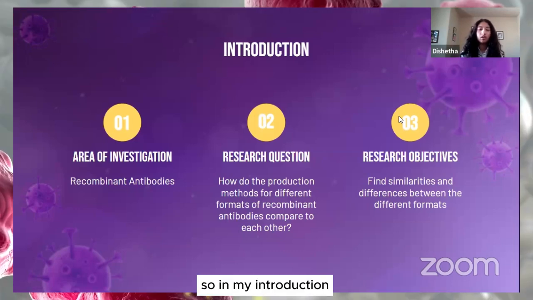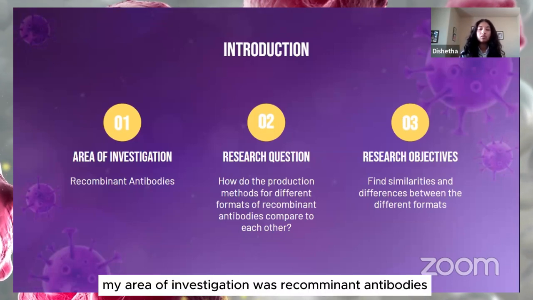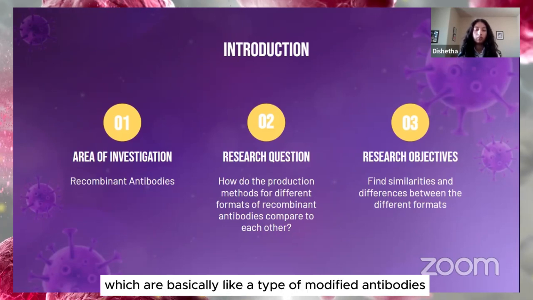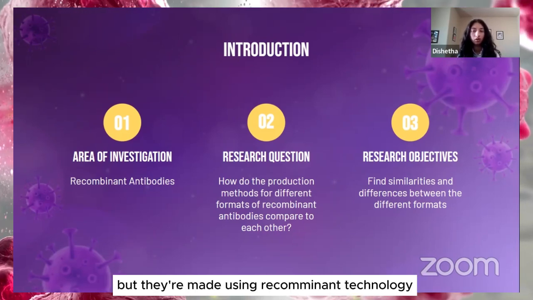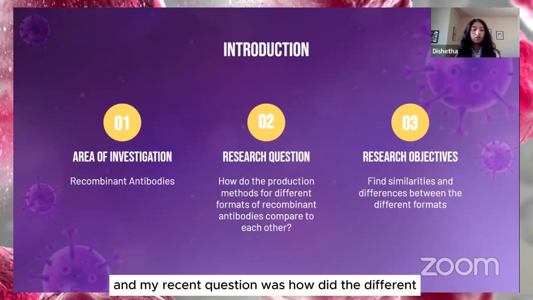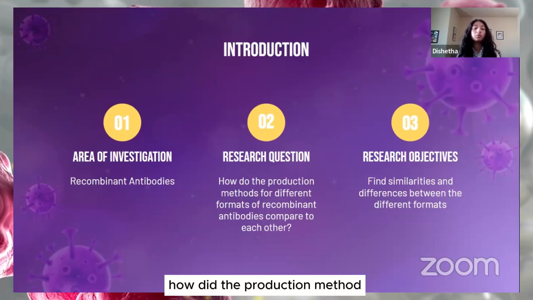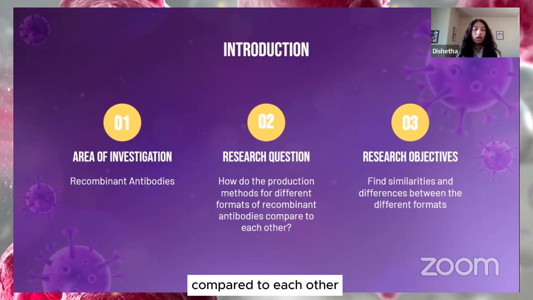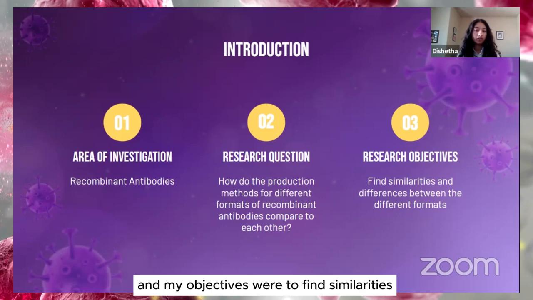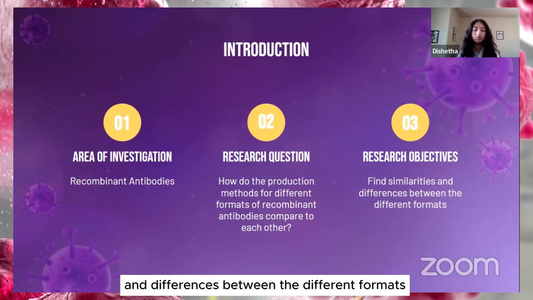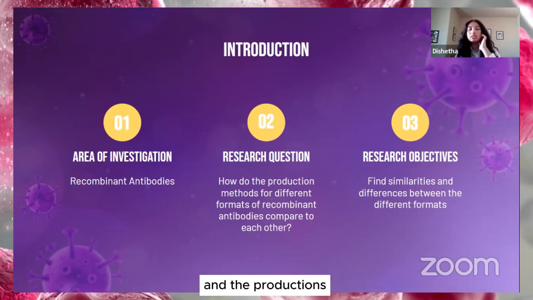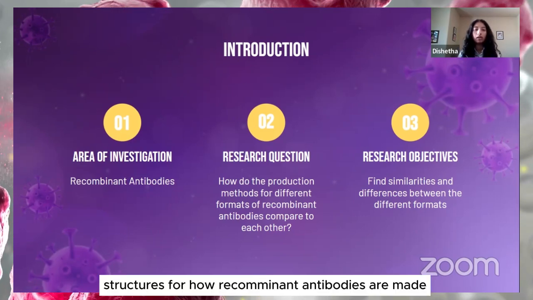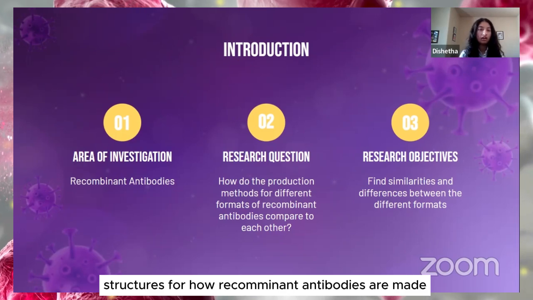So in my introduction, my area of investigation was recombinant antibodies, which are basically a type of monoclonal antibodies, but they're made using recombinant technology. And my research question was how do the production methods for different formats of recombinant antibodies compare to each other? My objectives were to find similarities and differences between the different formats and the productions, since there are various different formats, like structures, for how recombinant antibodies are made.